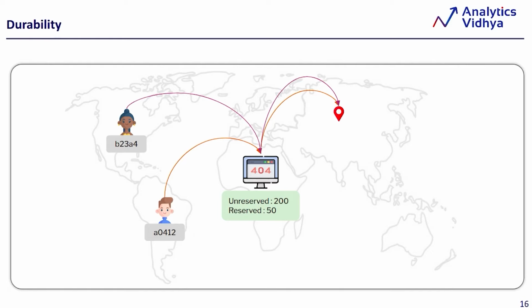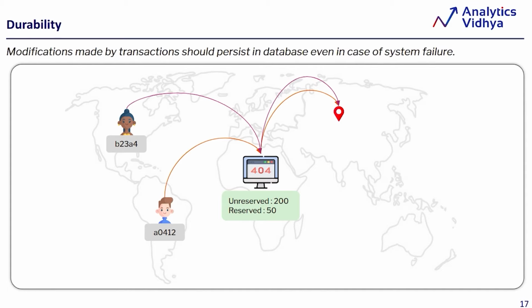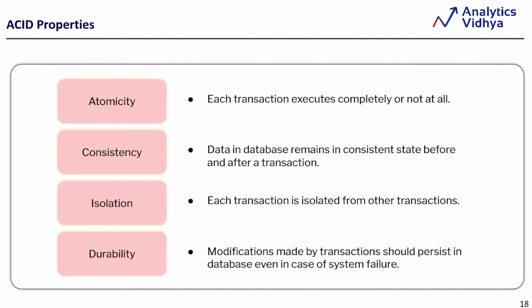This would not affect the result of the successfully executed transactions. The database will not change its state. And so, durability ensures that any modifications that are made by a transaction to the database persist in the database even in the case of a system failure.